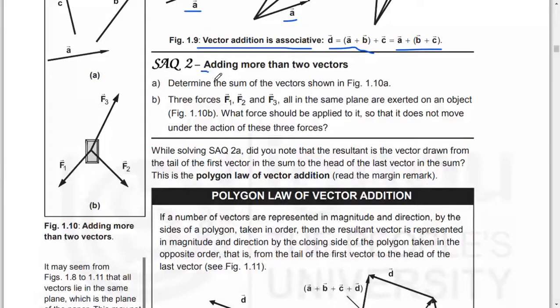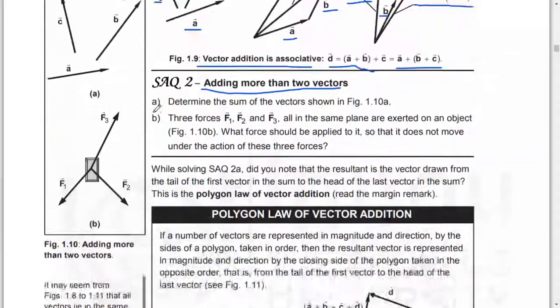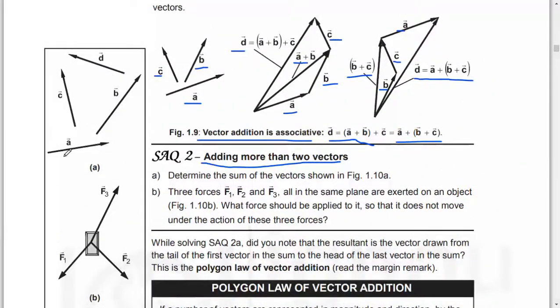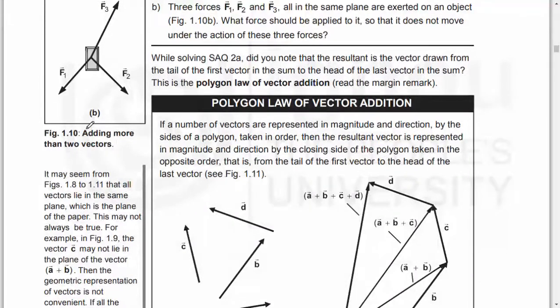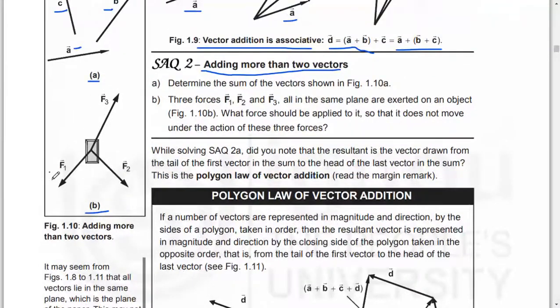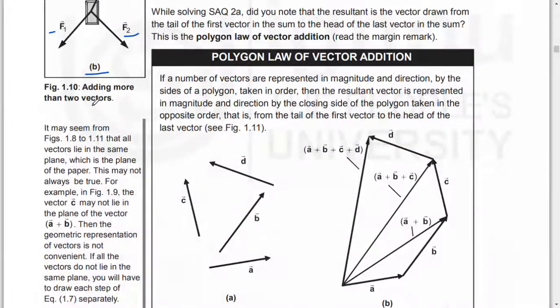SAQ2: adding more than two vectors. Vectors A, B, C, D, F1, F2, F3.